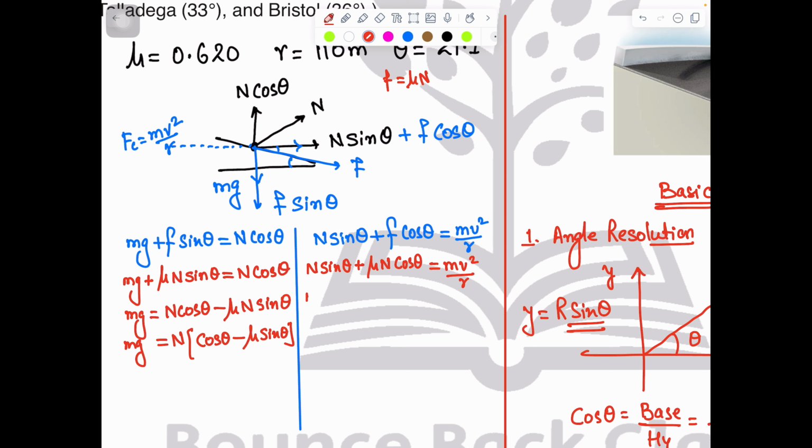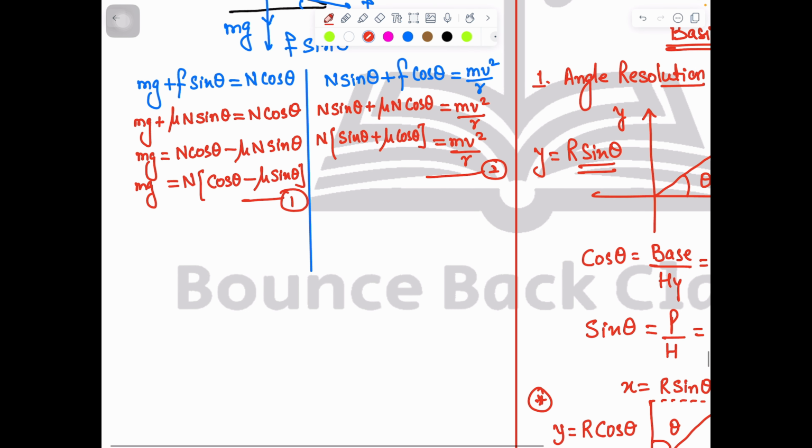Take out the n common: n (sine theta plus mu cos theta) equals mv square over r. Till here clear, guys? You have two equations, equation 1 and equation 2. Now just divide them and finish it. Divide equation 2 by 1.